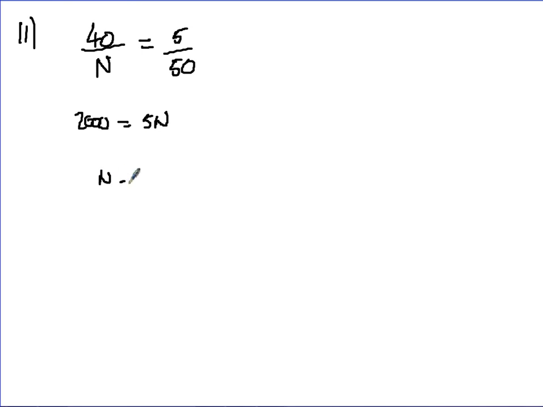So n beads in a jar, so it's 40 beads that are black out of n, and that will have the same proportion as the 5 beads out of 50. So what we're going to do here is multiply the n up and the 50 up at this side. So I will then get 40 times 50, which is 2000, and 5 times n, which is 5n. So then if we divide both sides by 5, that will give my n as 400.